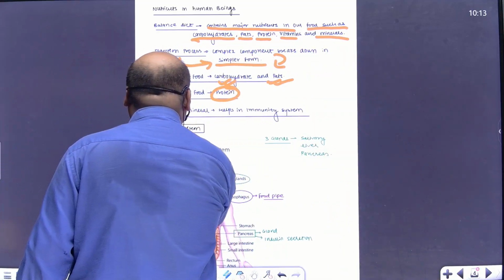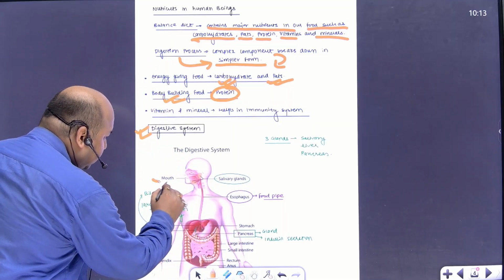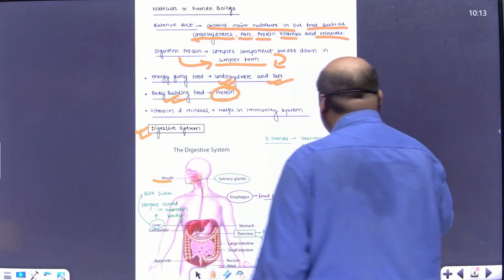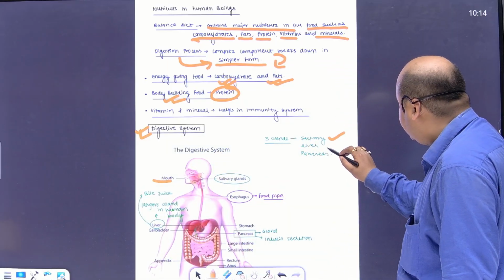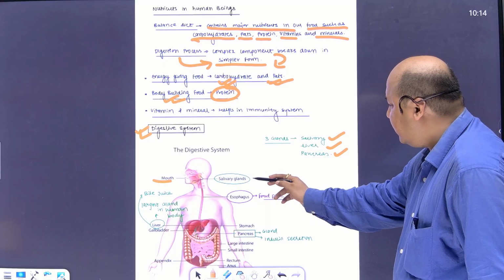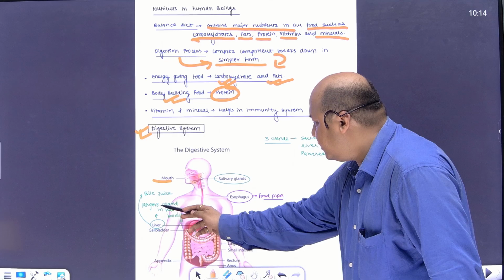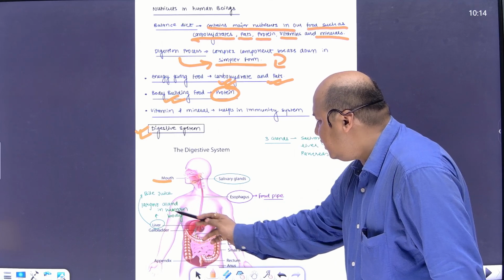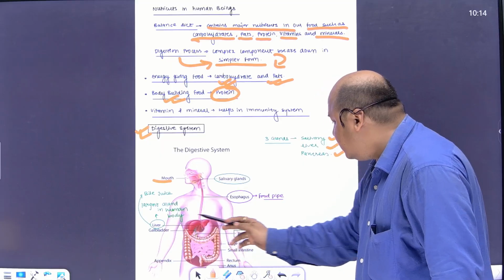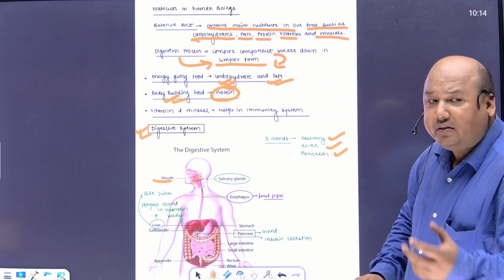Let's talk about the digestive system. This is our digestive system. This is the mouth. These are the salivary glands. We are having three glands: one is salivary, then liver, then pancreas. This is the mouth, this is the salivary gland, and here is the liver. The liver is the largest gland in the human body, and it produces bile juice. The gallbladder is there, the stomach is there, and the pancreas. In the pancreas, you can say gland and insulin secretion.